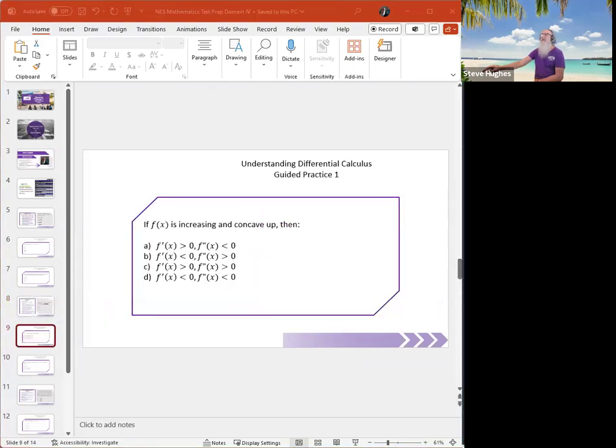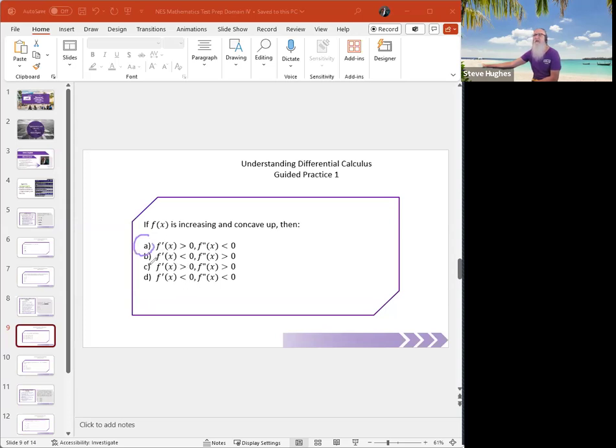All right, next question says, if f of x is increasing and concave up, then what? Which of these is true? What's the first thing we want to know, everybody? The first derivative, f prime of x, describes the slope of f of x, right? So if it's positive, it's increasing. If it's negative, it's decreasing. So we see that f of x is increasing. Therefore, we know that f prime of x must be greater than 0.